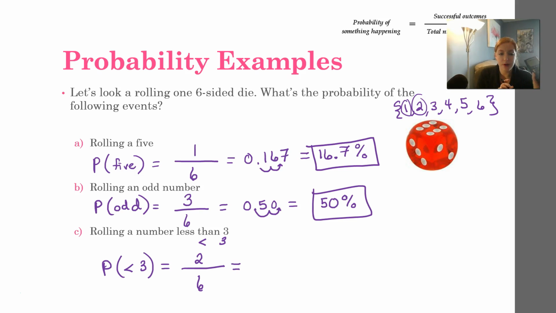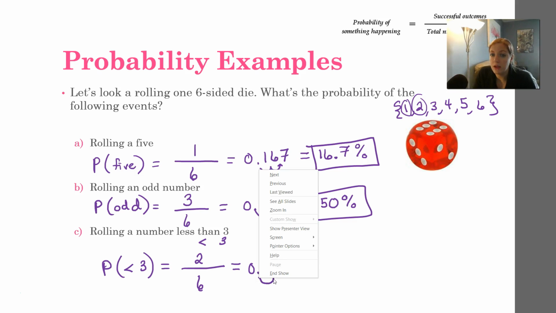So again, grab your calculator, type it in. 2 divided by 6 is 0.33333333333. Now we're going to round to the 3rd spot. Since the 4th spot is a 3, a number less than 5, we can just drop it off. It doesn't round the number up to the next spot. It has to be a number greater than 5. So then we do the same thing. We take that decimal, move it 2 spots to the right, and we get 33.3%.